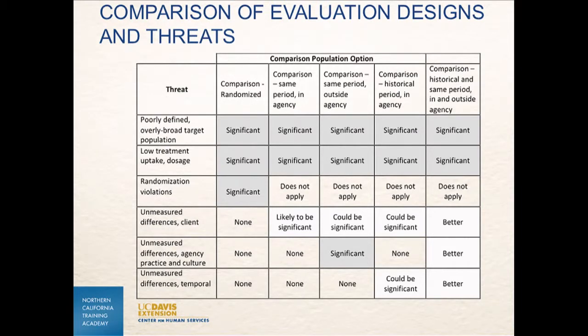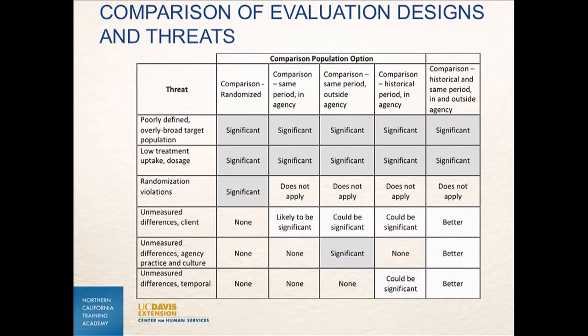But what I want to point out is that those top two rows are significant regardless of your comparison population. So if you have a poorly defined, overly broad target population, a random assignment evaluation is not going to solve that problem. If you have a problem with low treatment uptake and dosage, random assignment is not going to solve that problem. So that's one point I want to make with this.